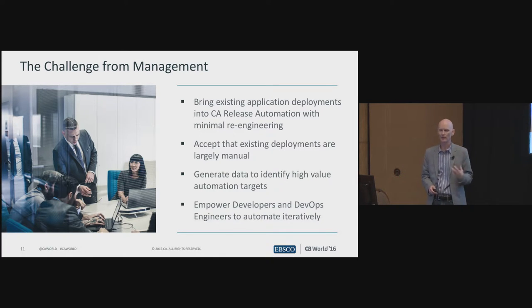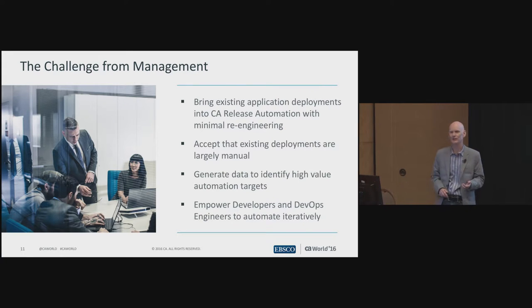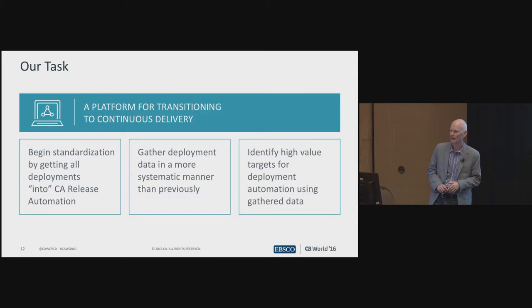But once we get those existing deployment processes on board to CA RA, we want to leverage the data that's accumulated by doing deployments in RA to highlight the high-value opportunities for automation of existing parts of those deployment processes, or in so much as we can, identify those deployment processes that really just should be re-engineered from the ground up. And finally, we need and want to empower our developers, our DevOps engineers, and any other skilled SDLC contributor to be able to incrementally and iteratively improve any existing deployment processes that we're not re-engineering right away. So we basically want to use CA release automation as a platform for transitioning to doing continuous delivery as a normal part of doing our business.